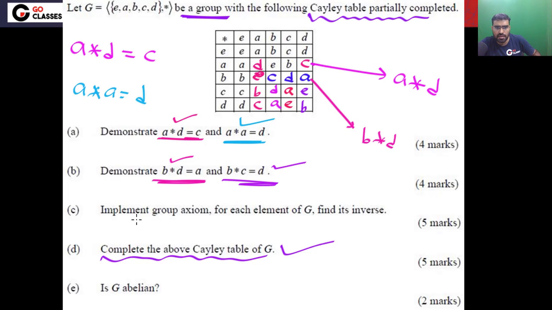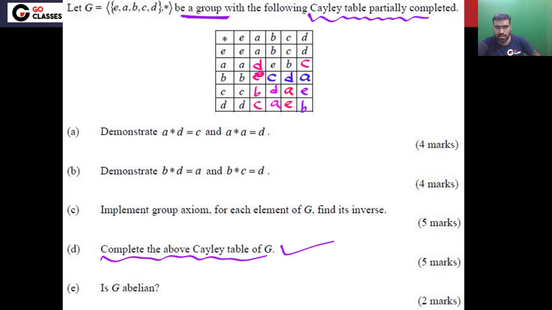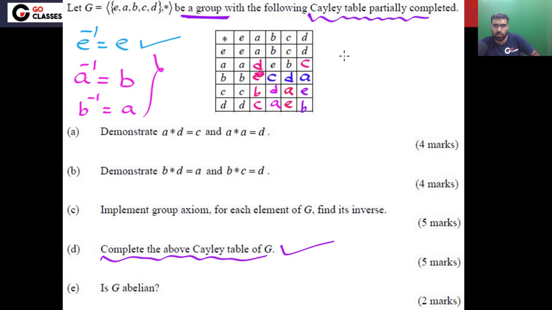Now the question is asking, implement group axioms: for each element, find its inverse. Means for every element we need to find the inverse. The inverse of the identity element will always be the identity element, so you don't have to check. What is the inverse of A? We have already seen, that is B. What is the inverse of B? That is A. So these are already over. What is the inverse of C? Remember, whenever you want to find the inverse of any element, what you need to do?